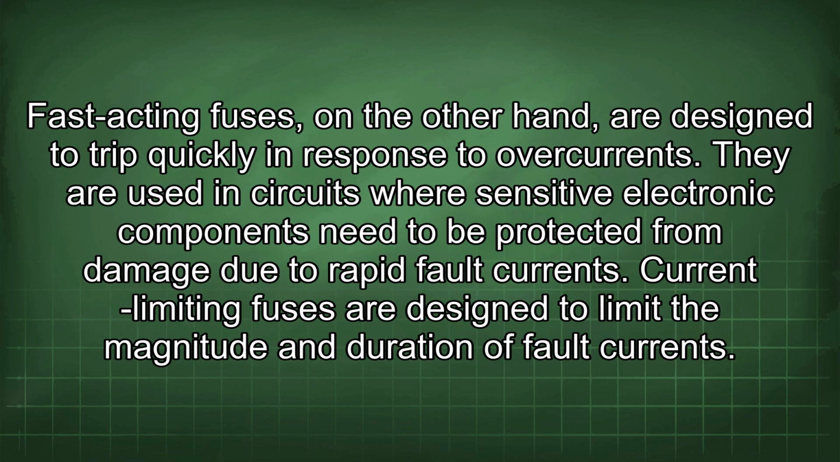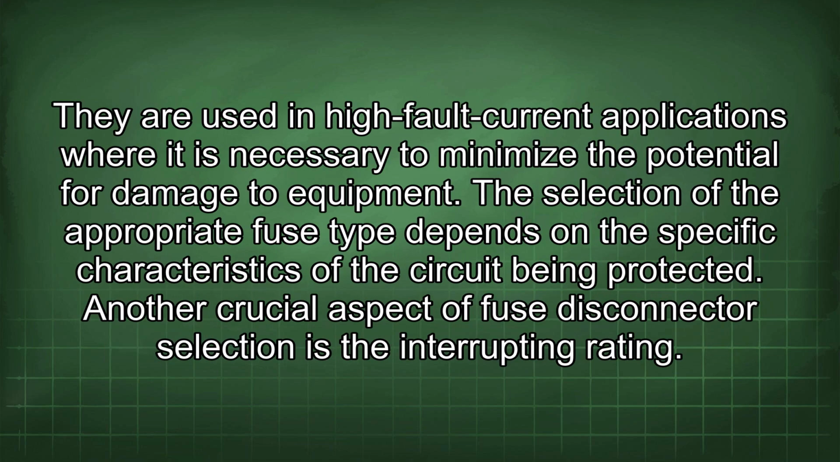Fast-acting fuses, on the other hand, are designed to trip quickly in response to overcurrents. They are used in circuits where sensitive electronic components need to be protected from damage due to rapid fault currents. Current-limiting fuses are designed to limit the magnitude and duration of fault currents. They are used in high fault current applications where it is necessary to minimize the potential for damage to equipment.